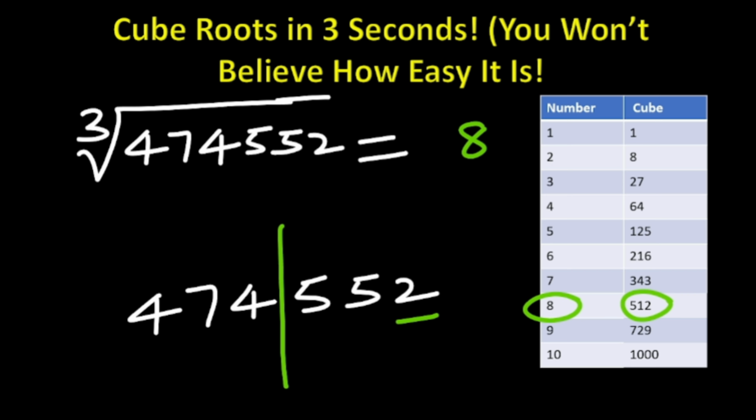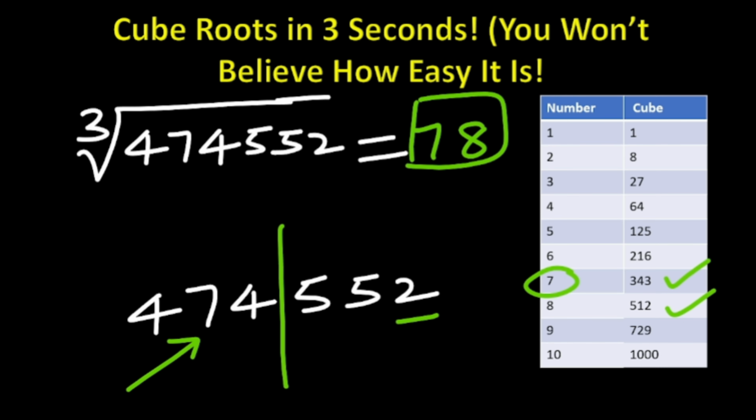To find the next digit, we look at this number, 474. Let's see, 474 lies between which numbers? You can see that 474 lies between 343 and 512. We take the smaller one, that's going to be 7. So what is the answer? It's going to be 78. So the cube root of 474552 is going to be 78. That's the answer.